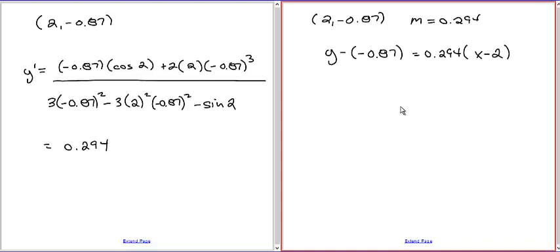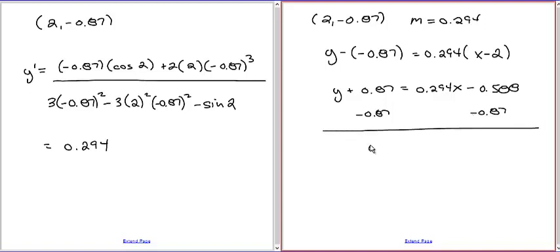So we get that. y minus y1 is equal to m times x minus x1. So we get y plus 0.87 is equal to 2.294x minus, if you double that, you get 0.588. And then we're going to subtract 0.87 from both sides.